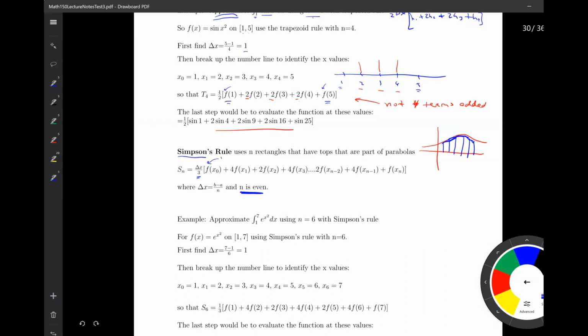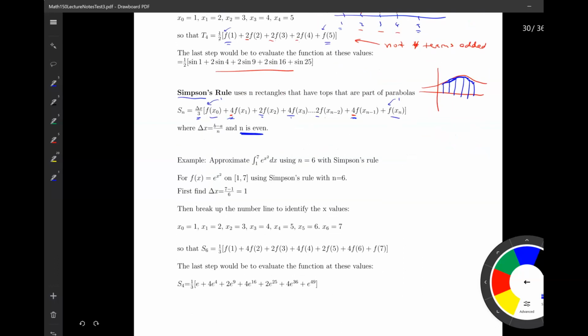Again, I have a coefficient of 1 in front of my first edge point and my last edge point. Now look at this very unique pattern. It starts with a 4 and ends with a 4 before the edge points. And then what do I have going on in the middle? 4, 2, 4. So it alternates between 4 and 2, but it always will start and end with a 4 in the middle points. So looking here, area between 1 and 7 of this function with n equals 6.